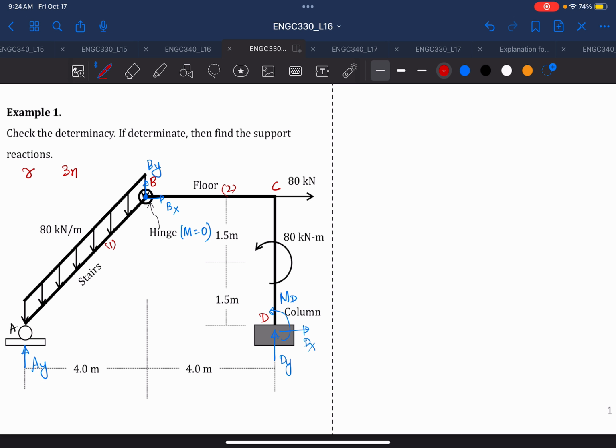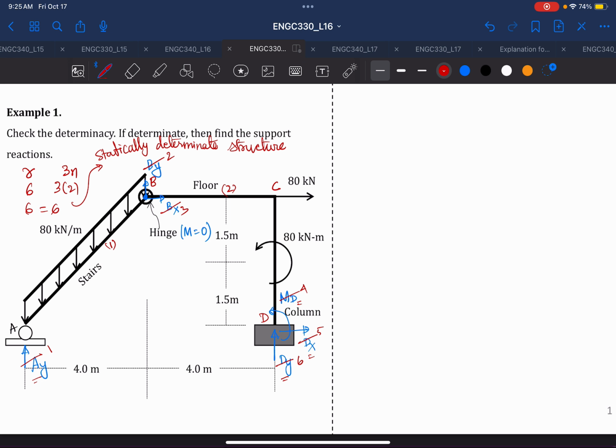Let's count how many reactions we have: 1, 2, 3, 4, 5, 6. So there are 6 reactions and we have 2 members. So 6 is equal to 6, which means that this is a statically determinate structure, which means that we can use equilibrium equations to find all the unknown support reactions, which are ay, dy, dx, and md.